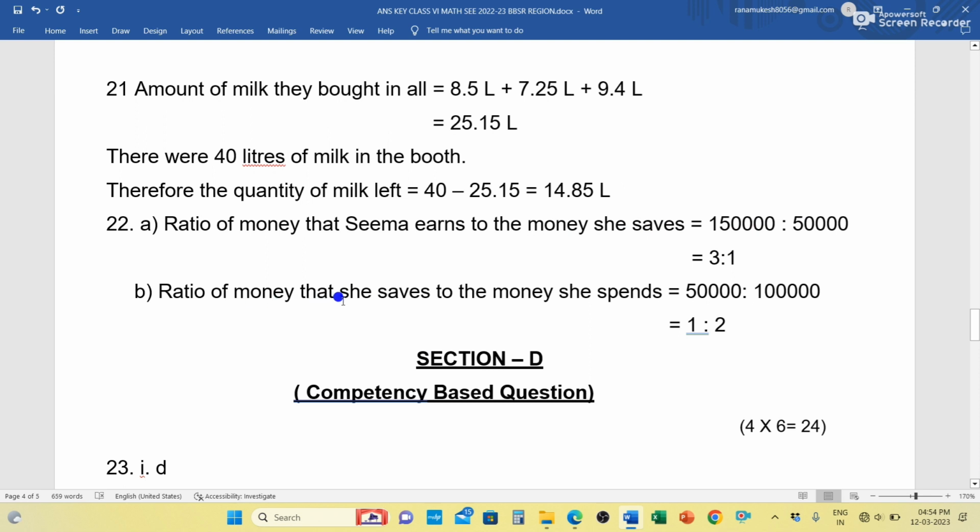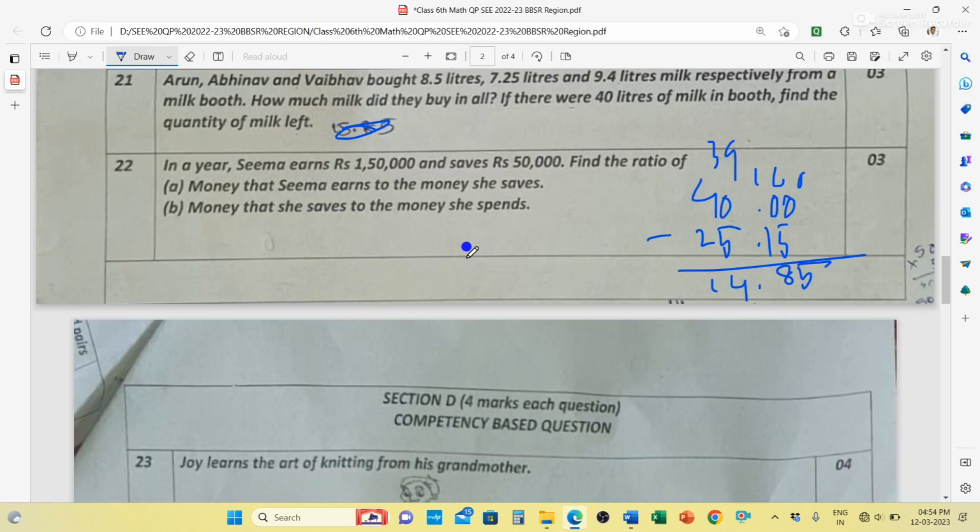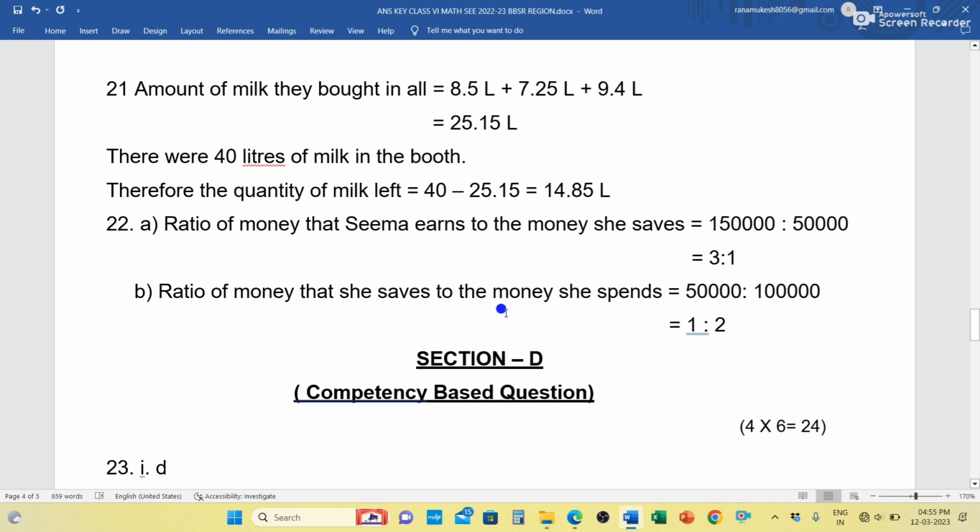Okay. Ratio of money that she saves to money she spends. So she saves 50,000. How much does she spend? How can you know how much she spends? Here, this is her earning. This is her saving. So how much did she spend? You have to subtract 50,000 from 1,50,000. So it will be 1 lakh. That means she spends 1 lakh. So the ratio of money she saves to the money she spends is 50,000 to 1 lakh. So it will be 1 is to 2.